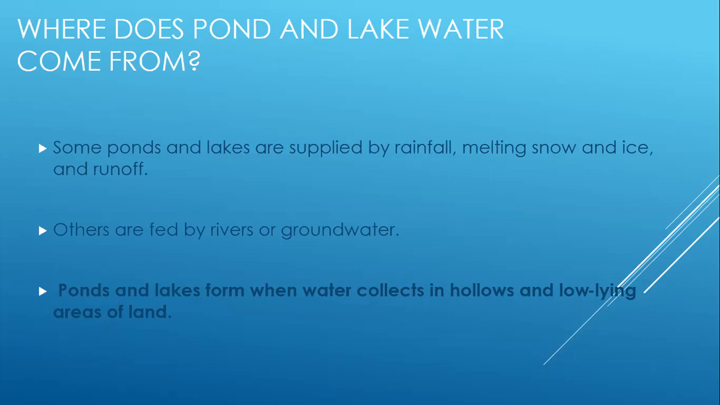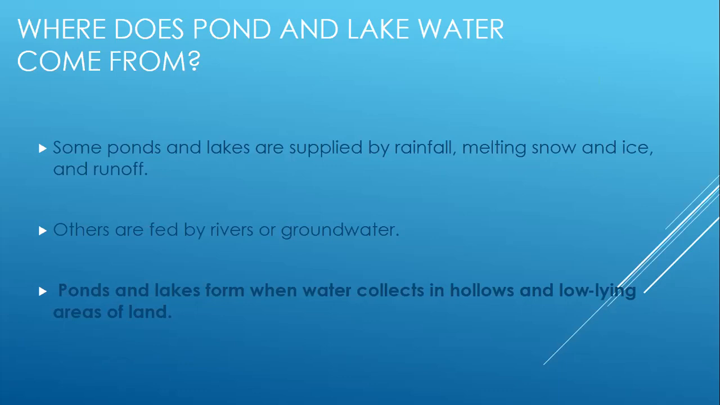Let's ask the question: where does pond and lake water come from? Some ponds and lakes are supplied by rainfall, or melting snow and ice, or sometimes runoff coming from a mountain or a great valley. Others are fed by rivers or groundwater, or sometimes we call it underground water.